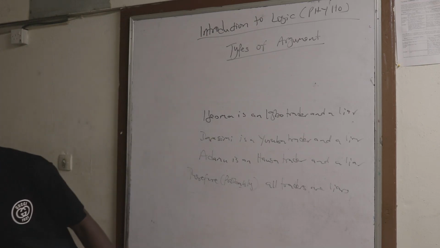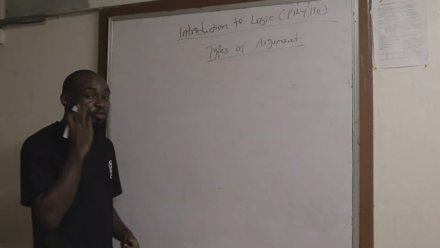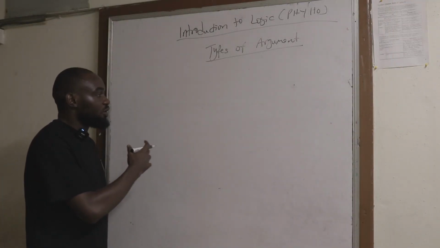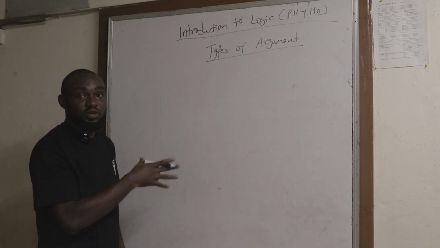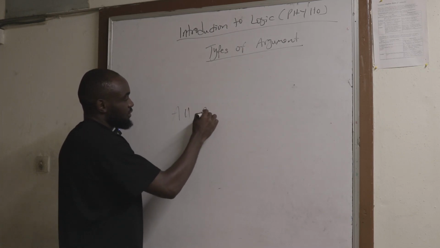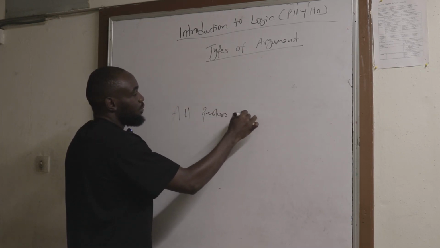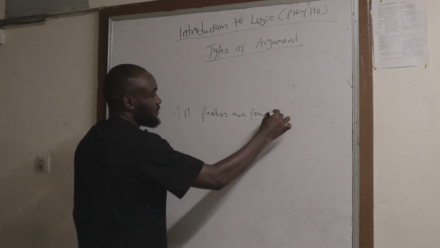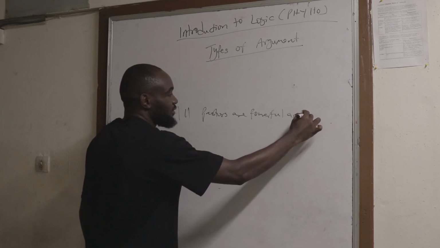Let's take an example of this. So an example of an inductive argument whose premises move from a general premise to a particular conclusion is this. All pastors are powerful and arrogant.